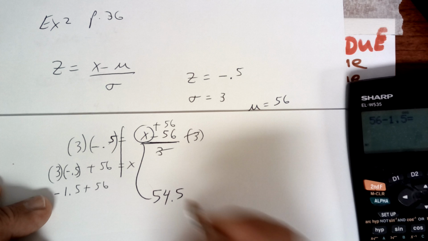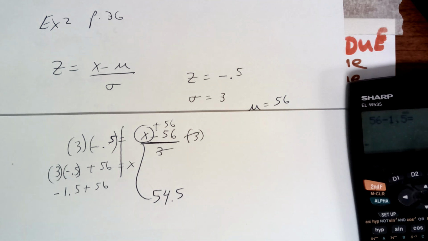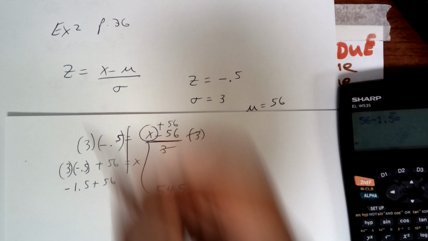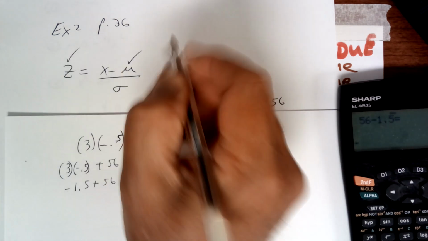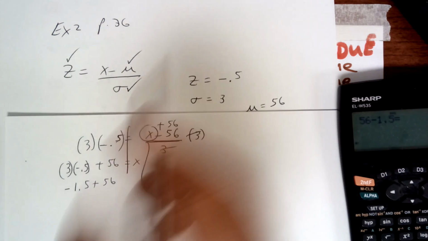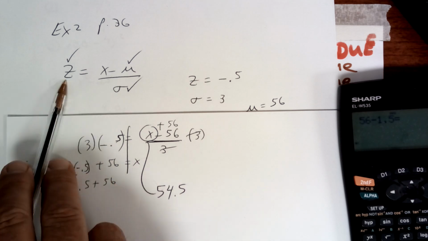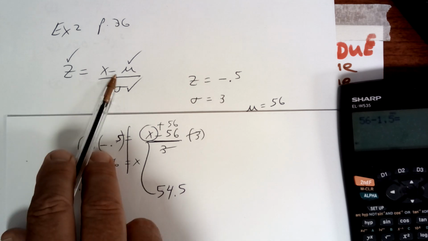That is a work backwards type of problem. Make sure you understand it. They give you this, they give you this, and they give you this. So you first multiply, and then you add. And that's it. Work backwards.